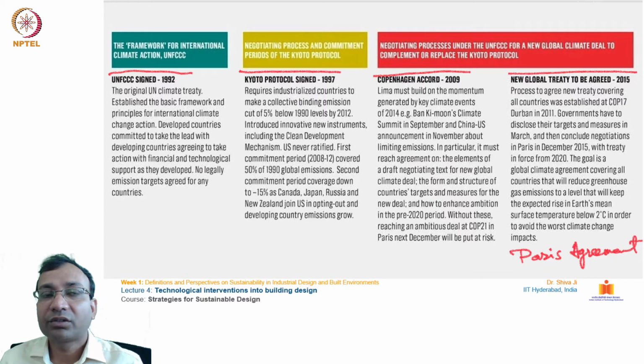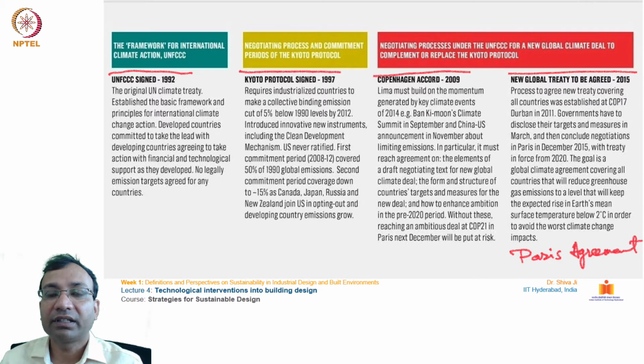Further came the Copenhagen Accord of 2009. Lima must build on the momentum generated by key climate events of 2014, for example Ban Ki-moon, the then Secretary General of the United Nations, and the climate summit in September, and the China-US announcement in November about limiting emissions. In particular, it must reach agreement on the elements of a draft negotiating text for a new global climate deal, the form and structure of countries' targets and measures for the new deal, and how to enhance ambition in the pre-2020 period. Without these, reaching an ambitious deal at COP21 in Paris next December will be put at risk.